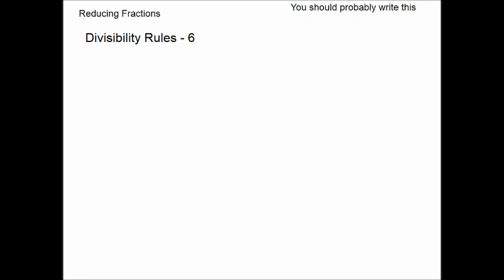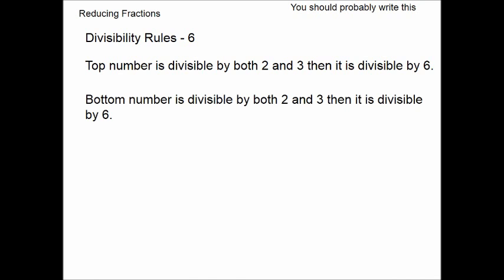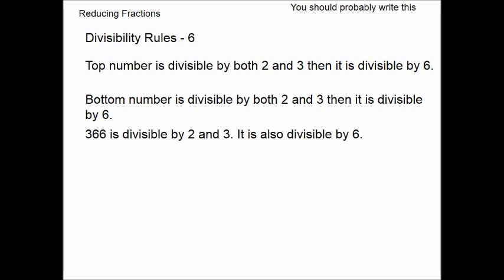Divisibility rule of 6. Again, this one isn't as important, and I'll explain later. Top number is divisible by both 2 and 3, then it's divisible by 6. Bottom number is divisible by both 2 and 3, therefore it's divisible by 6. So 366 is divisible by 2 and 3, so therefore it's divisible by 6.